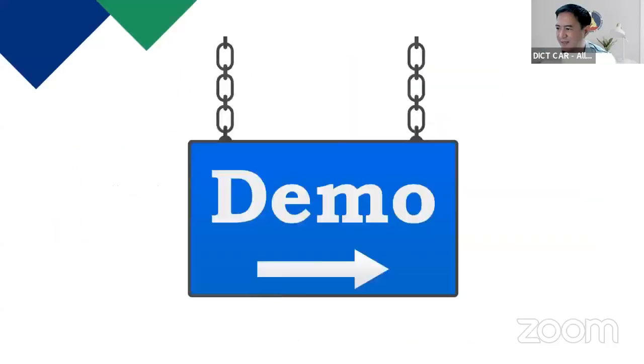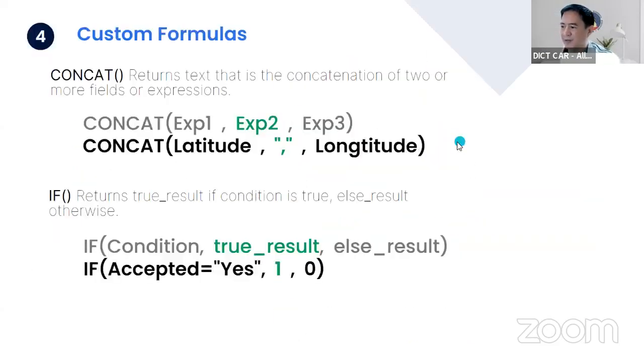So, gagamitin natin ito. So, to concatenate, pagdudugtungin ko yung field na latitude, comma, tapos yung symbol na comma sign. So, pagka mga string, kailangan it has to be placed in a quote and quote.